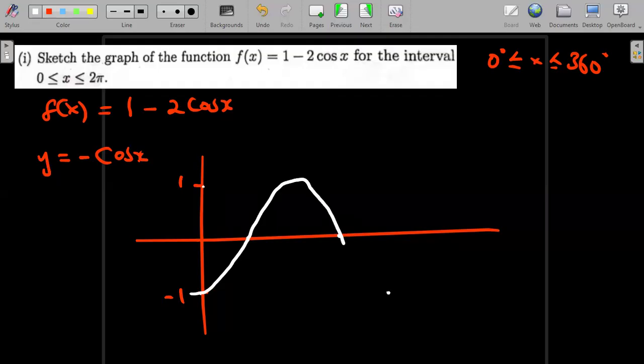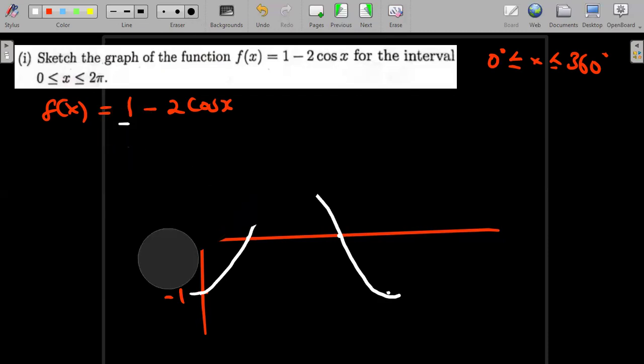All the way like that. So this is one period of the negative cosine graph when it has a negative value there. Okay, now one thing to note in our question, we have this value here. Let's just go straight into graphing this one.